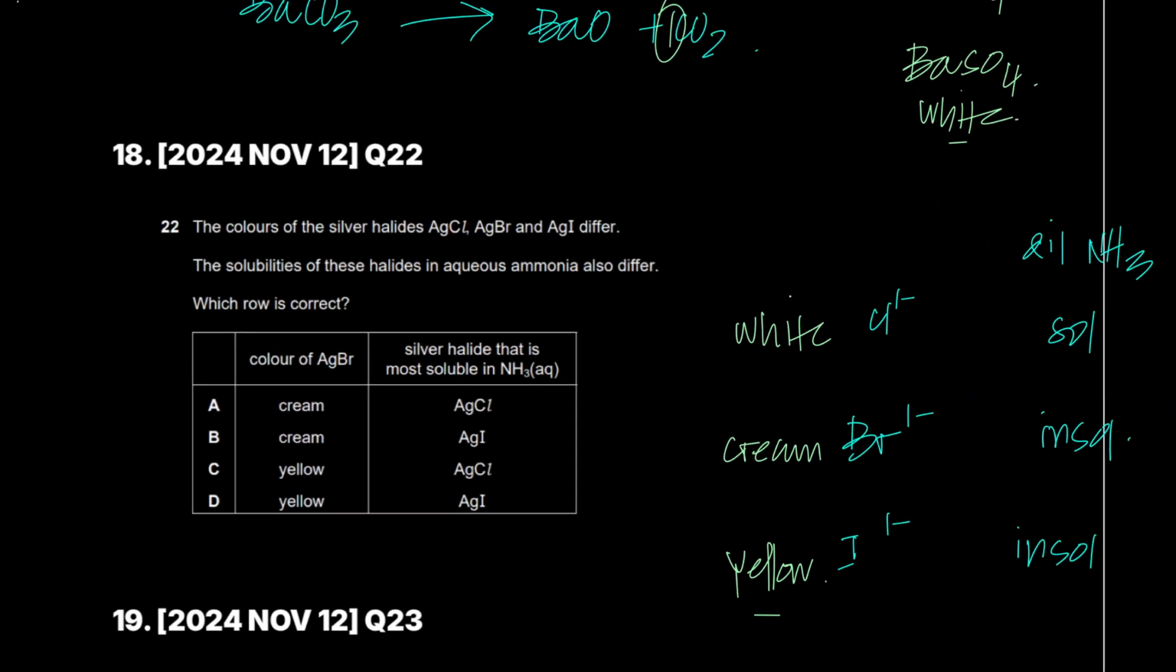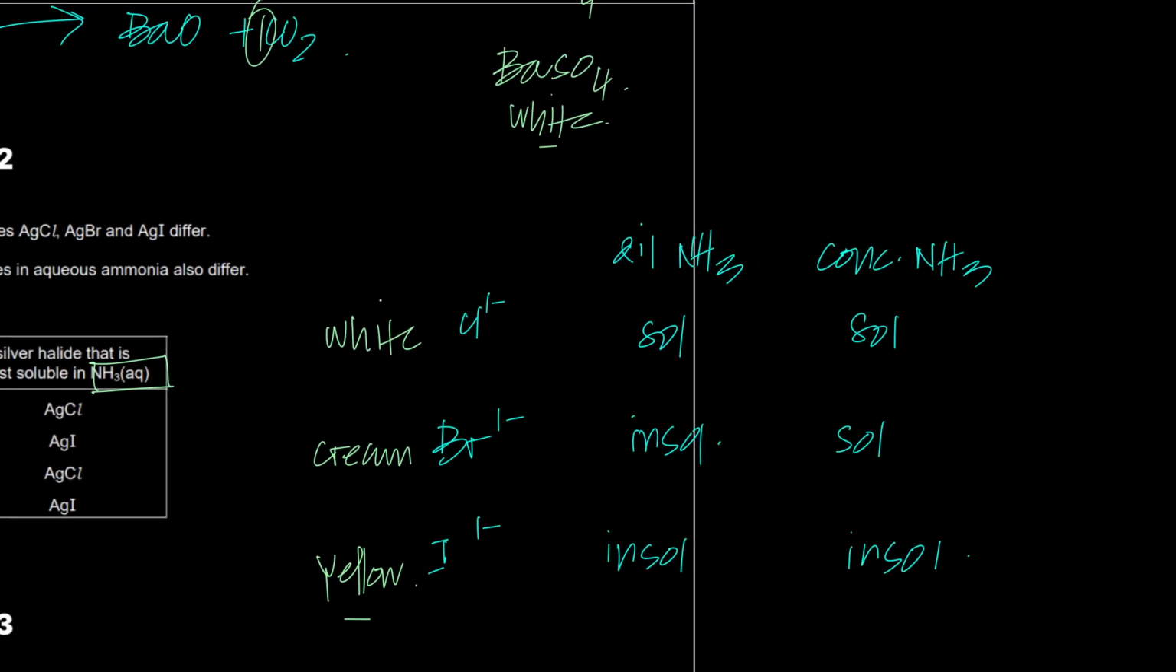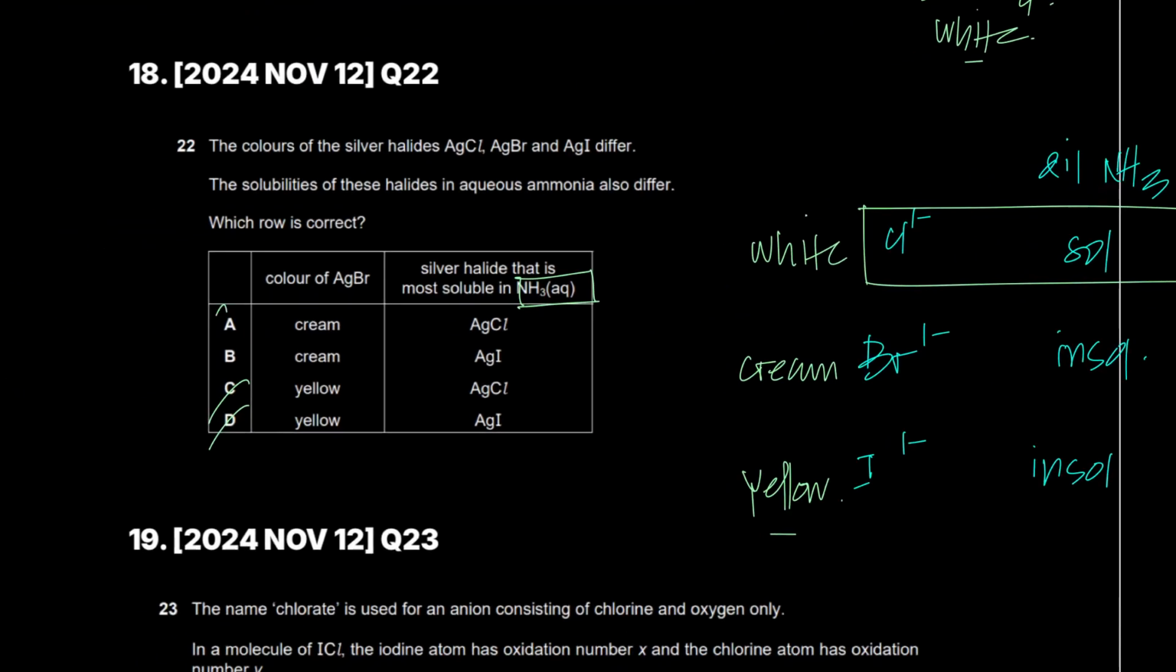So now he's saying the color of AgBr is not yellow. Yellow is AgI. Which silver halide is the most soluble in aqueous ammonia? It's the chloride right here. So it's AgCl that is the most soluble in aqueous ammonia. Done?